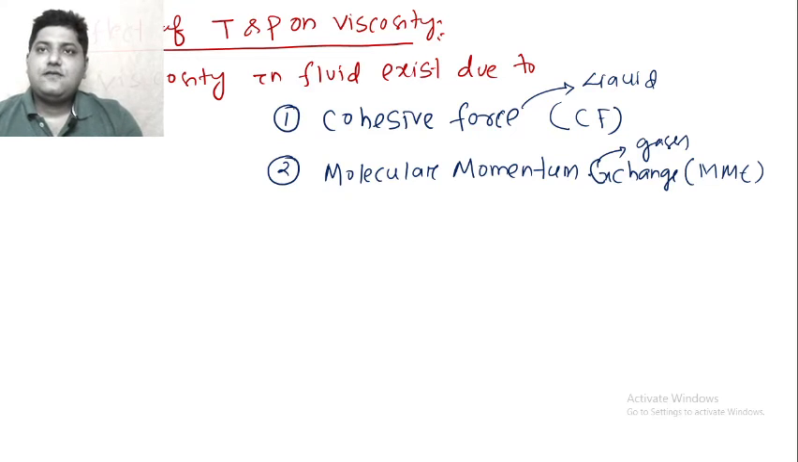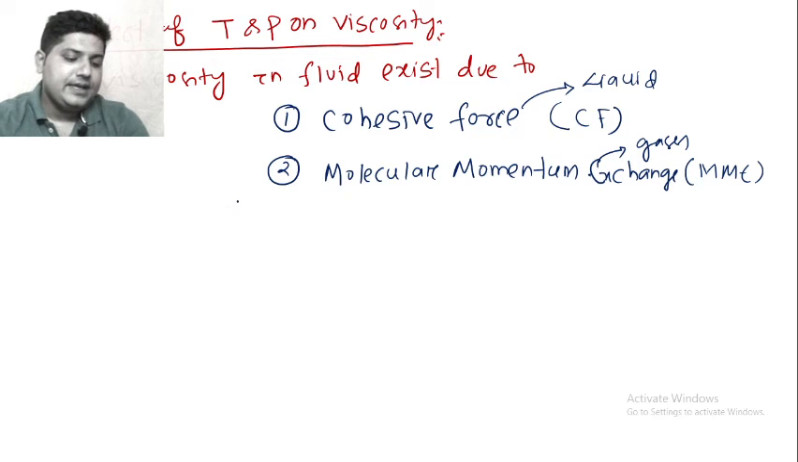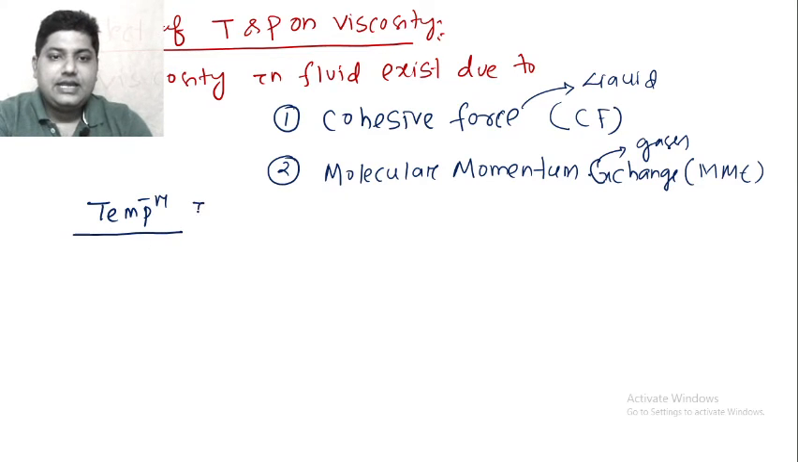In gases the cohesive force is very small because the gaseous molecules are not close to each other, they move randomly apart from each other, so the cohesive force in gas molecules is negligible. But in gases, the molecules collide with each other and transfer momentum so fast that the viscosity increases. So now what is the effect of temperature? Let me talk about it first. Effect of temperature in liquid.